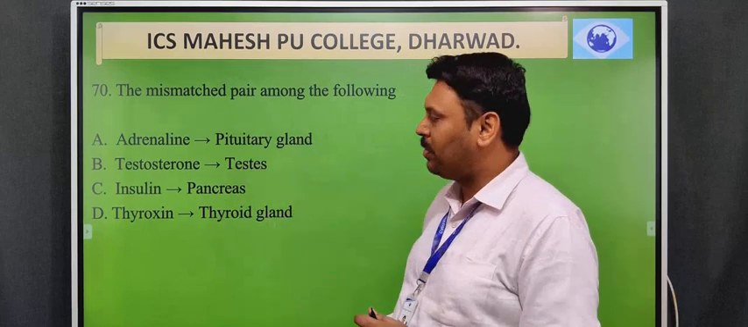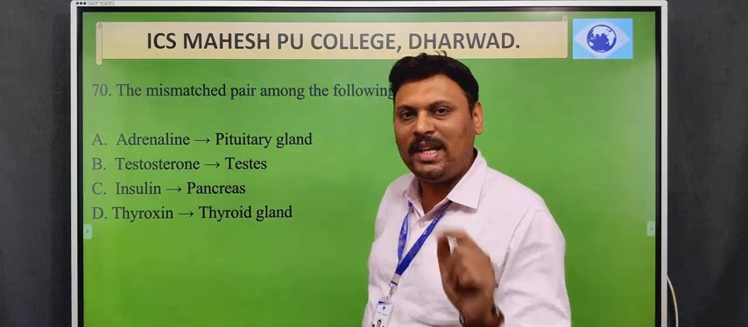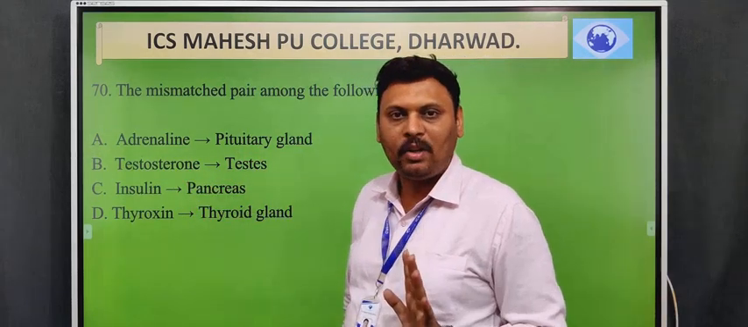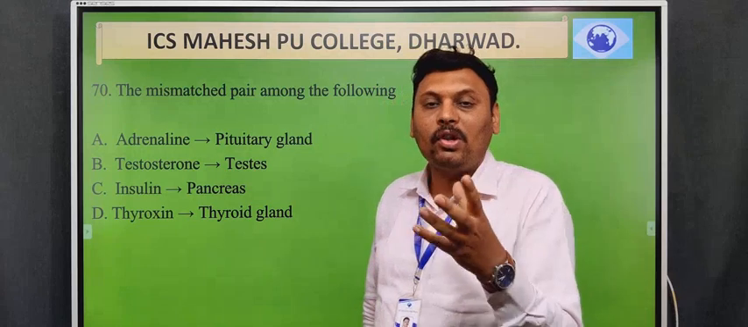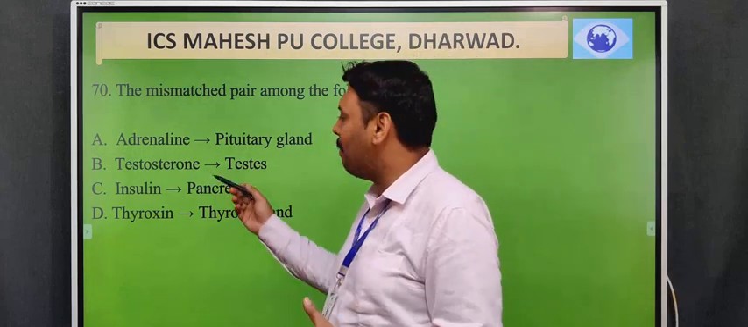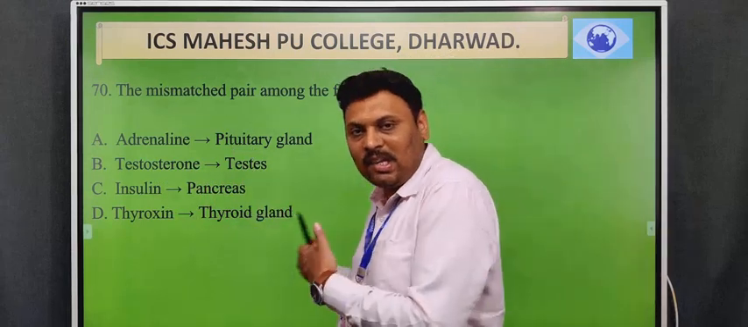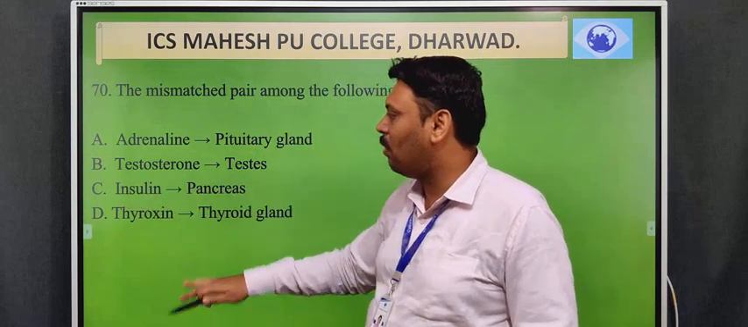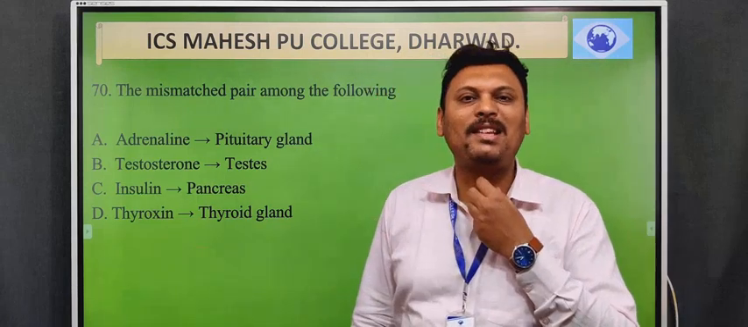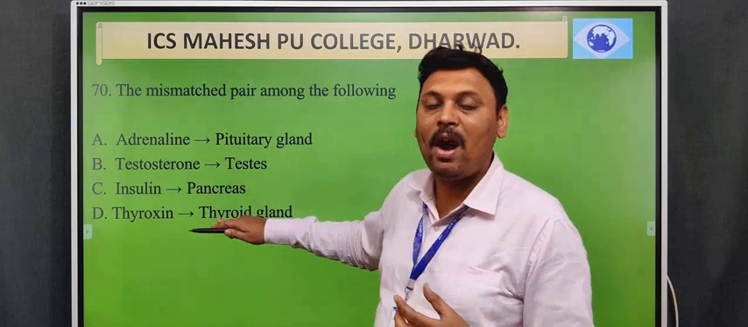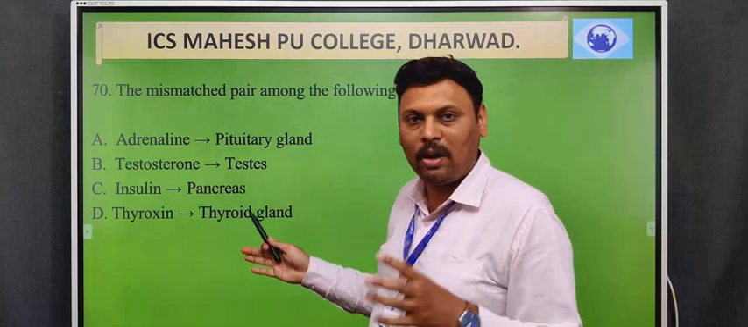By looking at the 4 options, we can easily identify that testosterone is a hormone which is synthesized by the testis. It is right. Testosterone is a male androgen which produces all the male characters inside the male body. Insulin, as we just said, is a hormone synthesized by the pancreas. And thyroxine is a hormone synthesized by the thyroid gland. The thyroid and parathyroid are the glands which synthesize thyroxine and parathyroxine hormones.